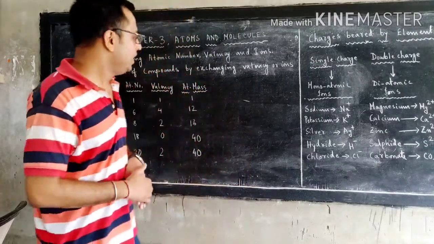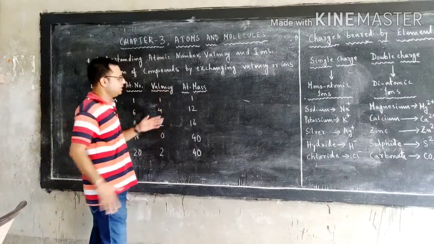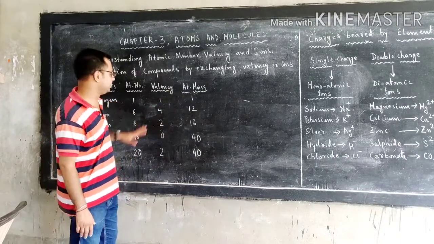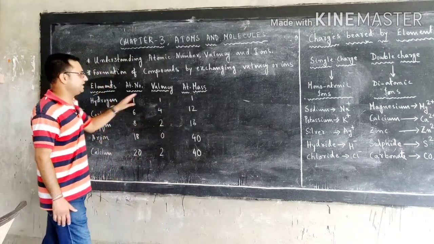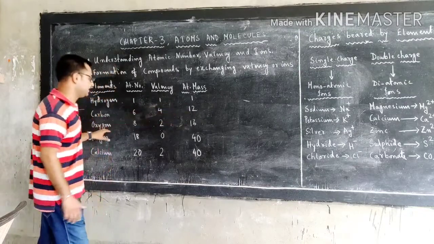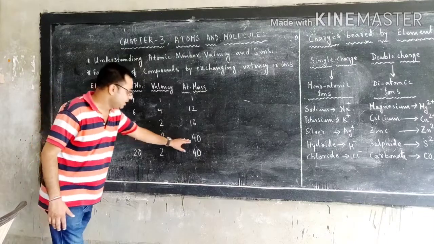Alright? Next, another important aspect that we should also know is regarding the atomic mass. For hydrogen, the atomic mass is 1. For carbon, the atomic mass is 12. For oxygen, the atomic mass is 16. For argon, the atomic mass is 40.